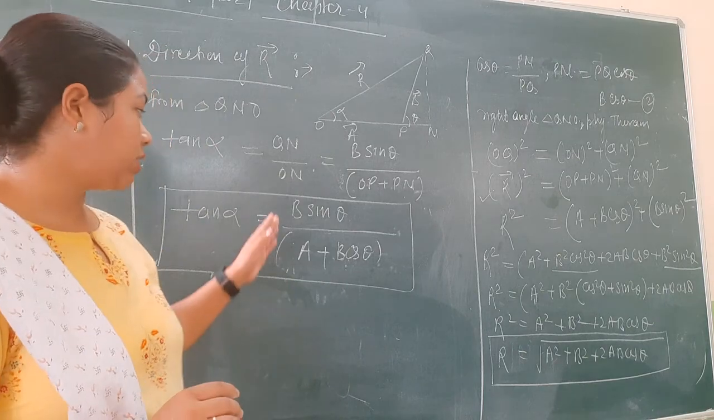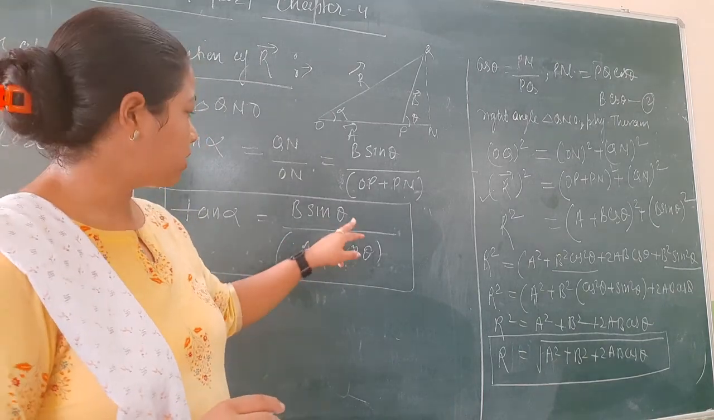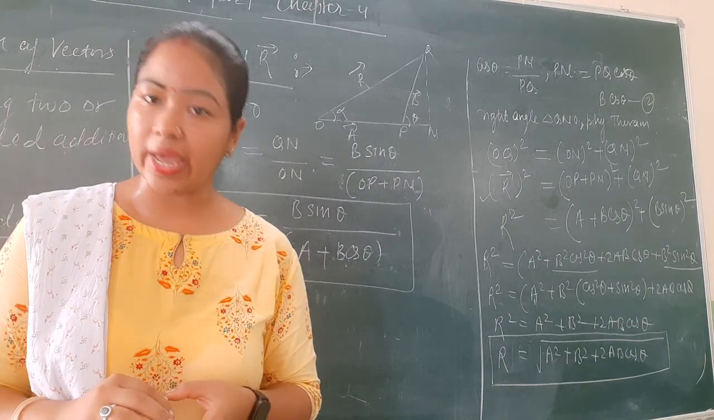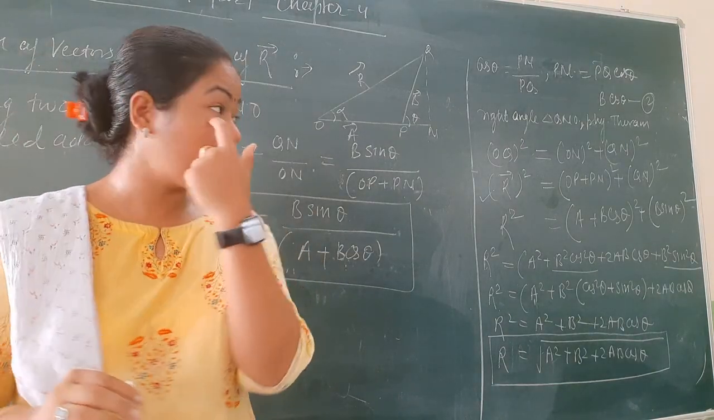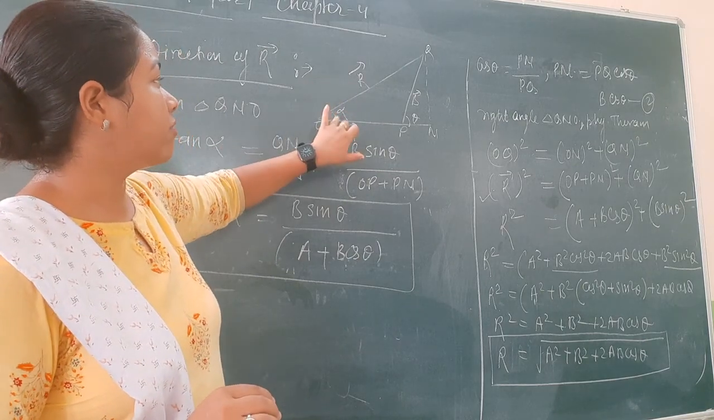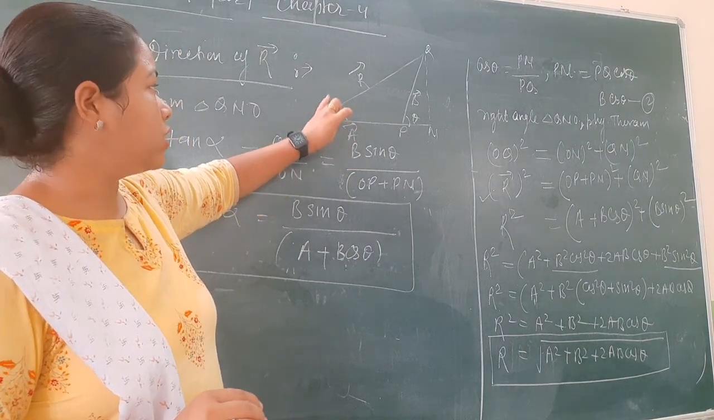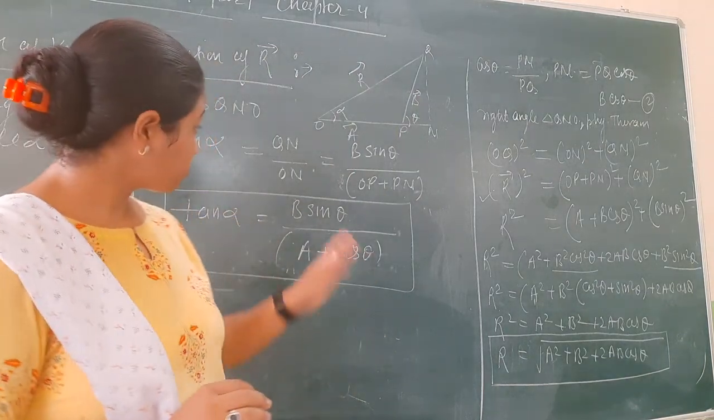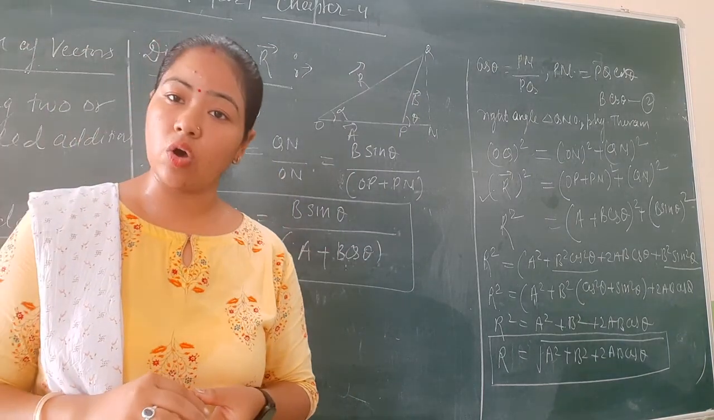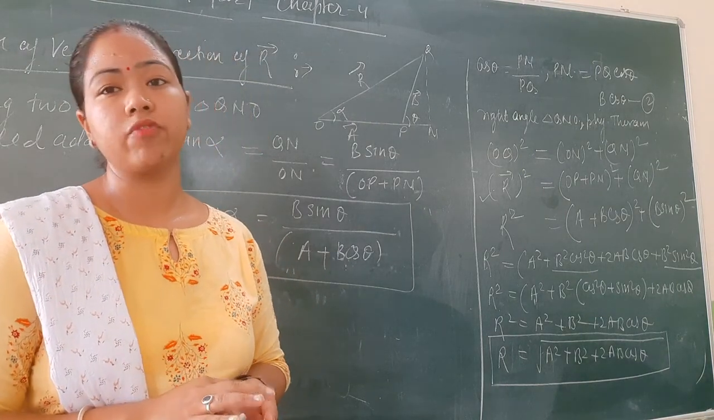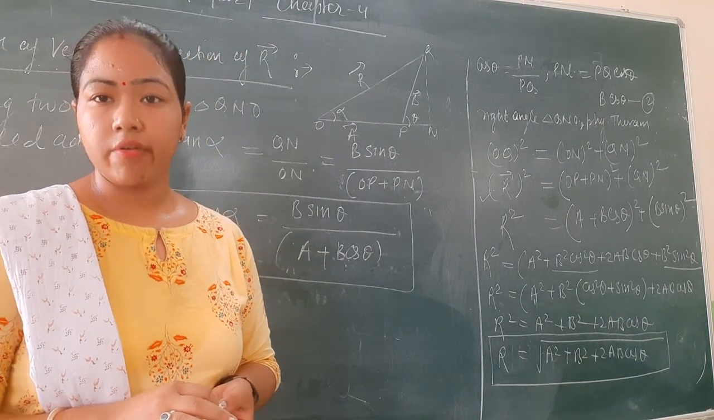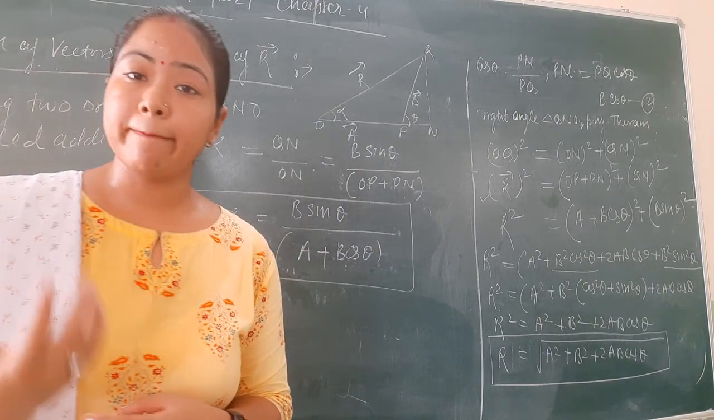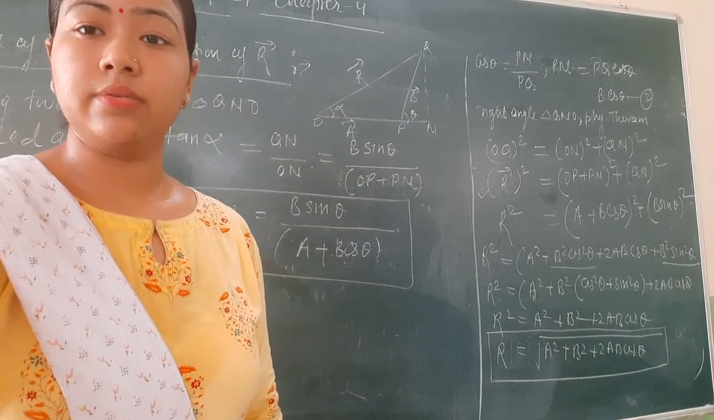That means if you have the values of both vectors and the value of theta, with the help of these values you can calculate the angle alpha, and when you have the angle alpha, you can draw that angle from this point as the baseline, and you can have the direction of the resultant vector. Right, children? So this is all about the triangular law of vector addition. This law is very important for the 3 or 5 marks questions in the exams. Now we will move to the next law, that is the parallelogram law of vector addition.